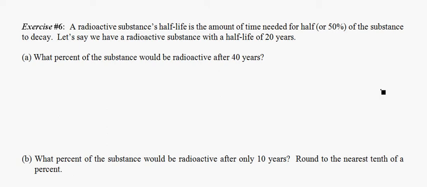A radioactive substance's half-life is the amount of time needed for half, or 50% of the substance to decay. Let's say we have a radioactive substance with a half-life of 20 years. Just to make sure you understand half-life, if I have 500 kilograms of a radioactive substance, after 20 years, only 250 kilograms will still be radioactive. Then, if I have that 250, after another 20 years, only half of that, or 125 kilograms, will be still radioactive.